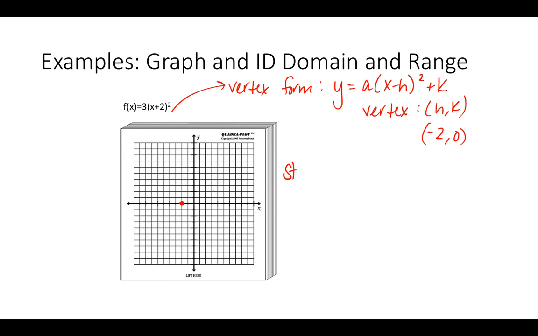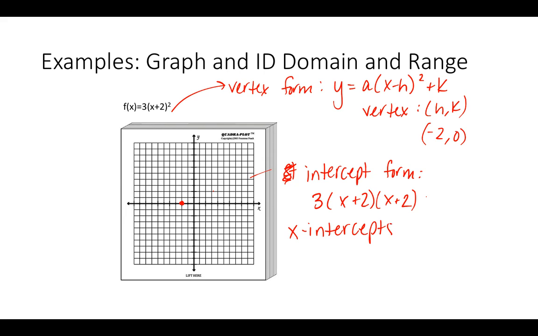If we use intercept form, just cross this off here. This is really saying 3 times (x plus 2) times (x plus 2), because it's the x plus 2 quantity squared, so there's 2 of them. So here, for the x-intercepts, we're going to take that factor of x plus 2 and set it equal to 0, which will give us x equals negative 2. And both of these are going to give us x equals negative 2. So that's this same point here.